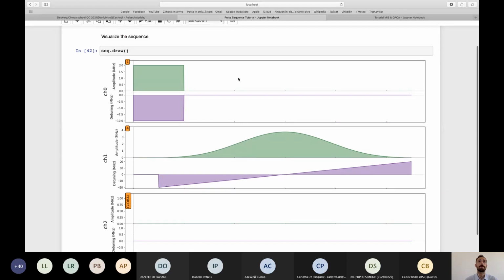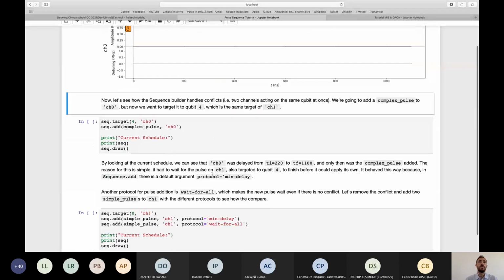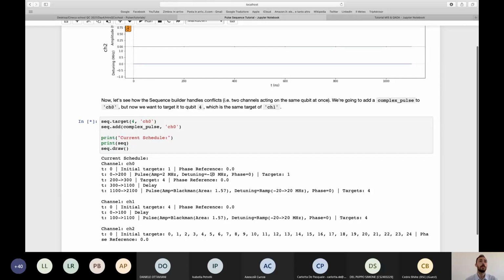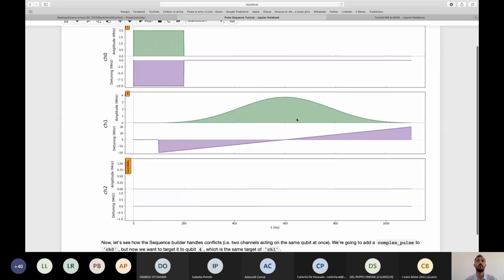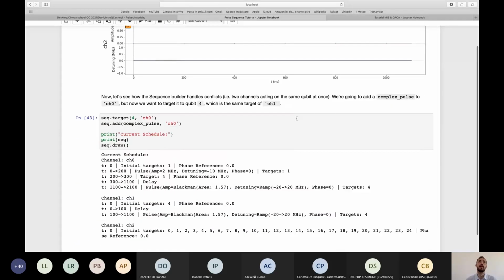Okay, so I define my two pulses. Okay, right. Let's now see how Pulser handles conflict, so how the sequence handles conflicts.